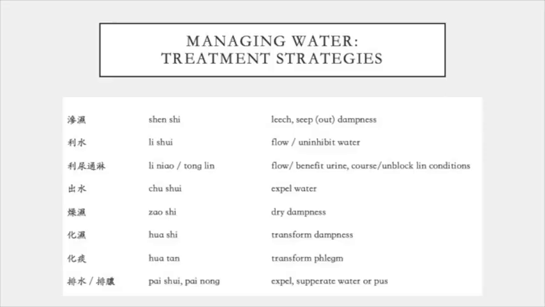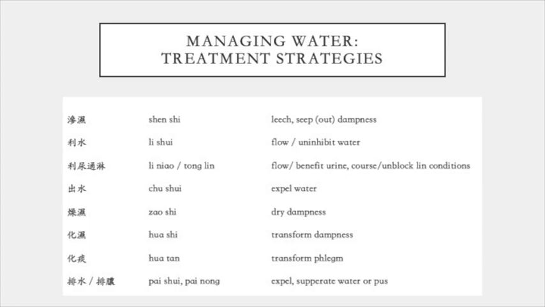So if we look at these words with a brief introduction to that concept of affecting humidity versus liquid versus phlegm or ice, here we have 8 vocabulary words in Chinese that teach us there are varied ways to manage water. So the first one we have shenshi, or to leach or seep out water. That is different conceptually than li shui, or to flow or uninhibit. Li niao, or tong lin, is coursing, actually unblocking. It's a much more active word.